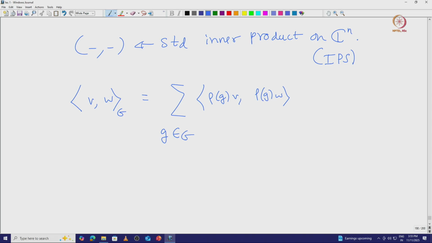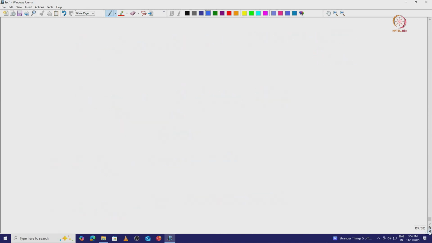And it is easy to prove that this is an inner product, and this is also G invariant. So, once we prove this, then we have a G invariant inner product on Cn. So, now it is easy to see that with respect to this inner product, this rho becomes a unitary representation. So, let us check this.